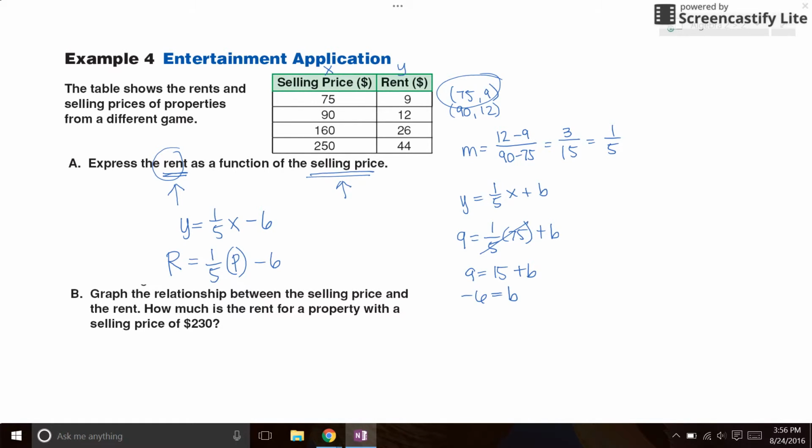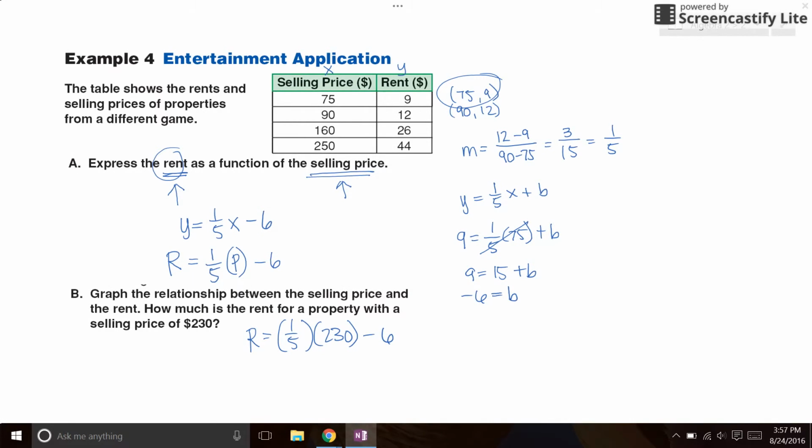We have a property. Oh, I guess these were properties. We have a property that has a selling price of $230. Oh, this must be Monopoly. We have a property with a selling price of $230. How much will the rent be? Well, the rent is 1/5 of the selling price, which is $230, minus $6. Right? And so now I have to figure out what 1/5 of 230 is.